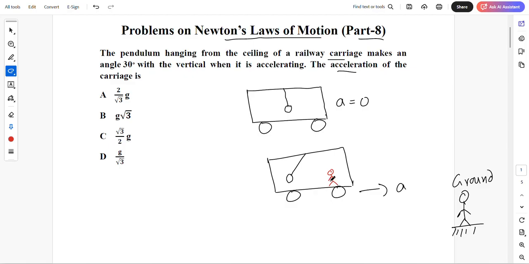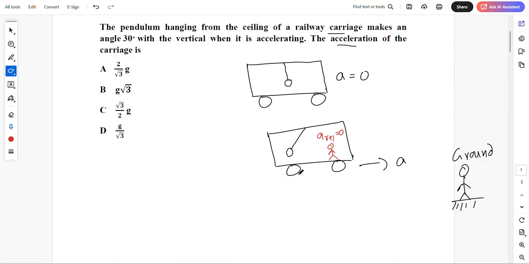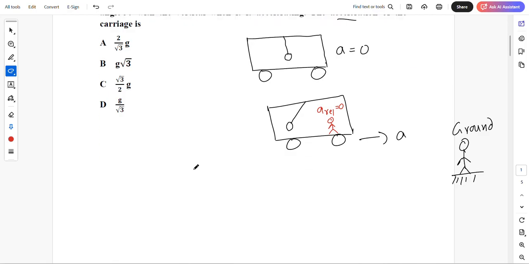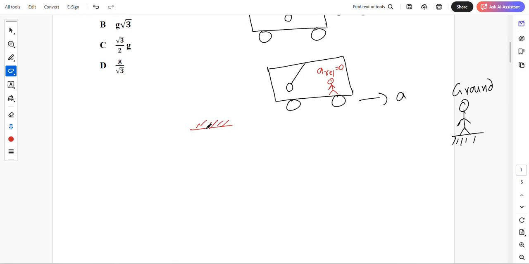If I go and stand here, I cannot see its motion. Then A relative will be equal to 0. If you are inside the bus, you cannot see that the bus is moving. If you are in the railway carriage, you cannot see that the railway carriage is moving. A relative will be 0. If I observe this pendulum here, I will draw the diagram here.